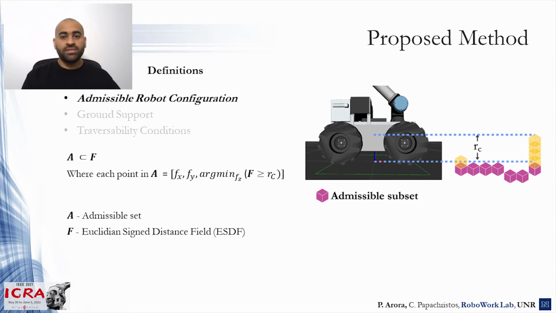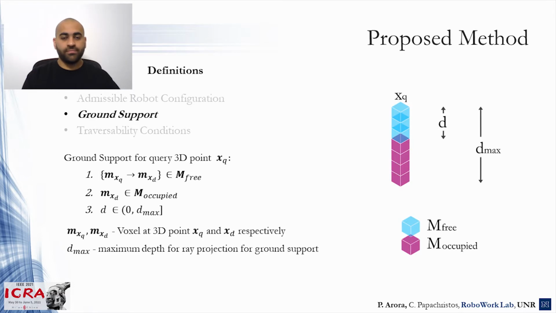Accordingly, we define the set A of all admissible robot configurations as a subset of the ESDF map F. Ground support. A 3D point xq is ground supported when it has a vertical clearance up to a depth D and is underpinned by an occupied structure beyond D. This means that for a ray projected vertically downwards from xq up to a maximum depth of dmax, the voxels from the point xq to xd will be free and the voxel at the point xd will be occupied.